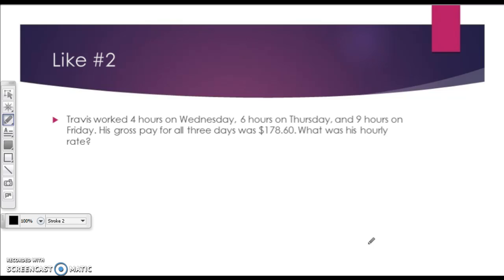Here we have a problem where we are computing hourly rate. It says Travis worked 4 hours on Wednesday, 6 hours on Thursday, and 9 hours on Friday. His gross pay for all 3 days is $178.60. What is his hourly rate? Well, we know that hourly rate times the number of hours equals gross pay. So let's fill in what we know.